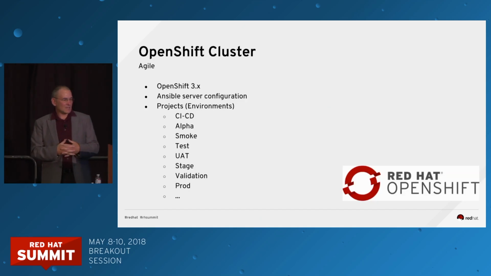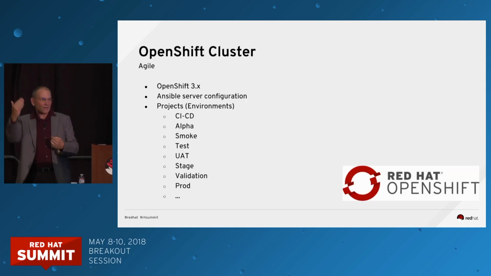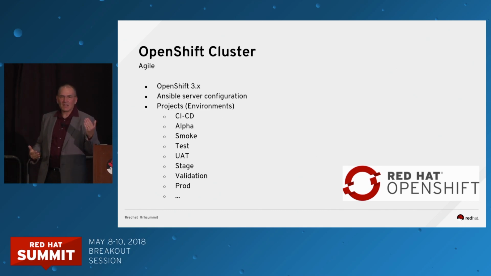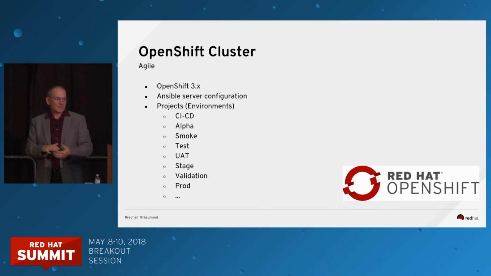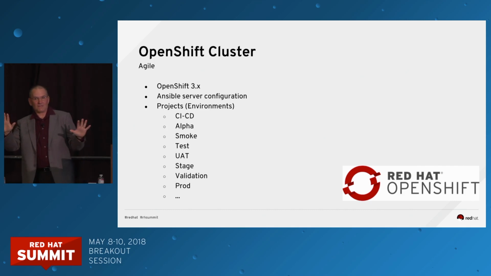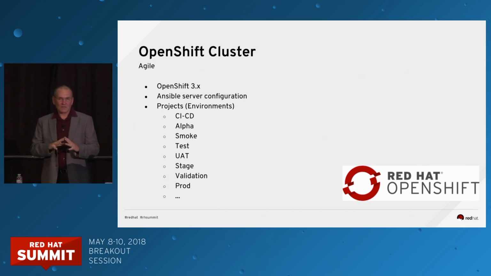So our cluster is agile. We've got this rigid environment, but we're able to deliver cloud services through this agile cluster. We've got OpenShift. We're still running 3.5, although we're working on getting up to 3.9. Ansible server for configuring the server.